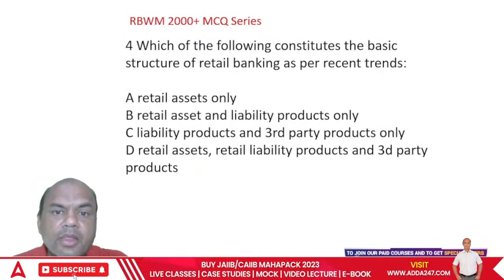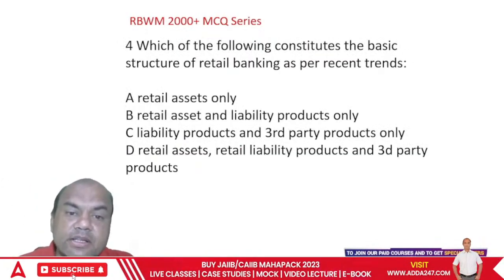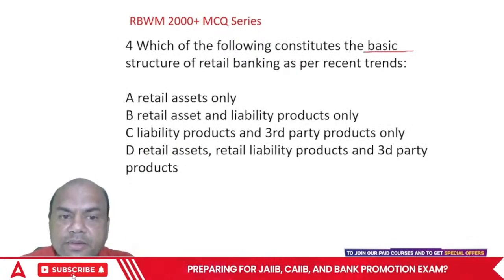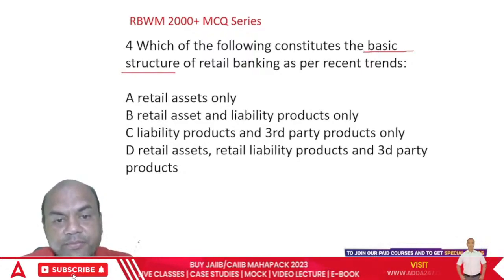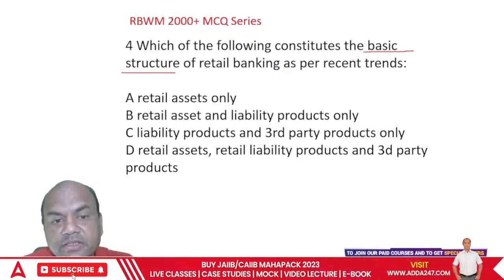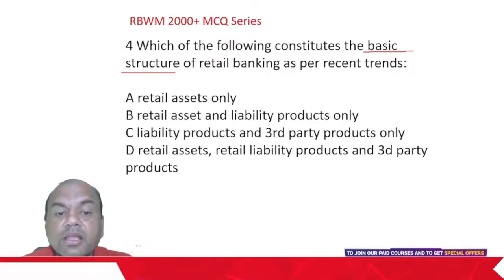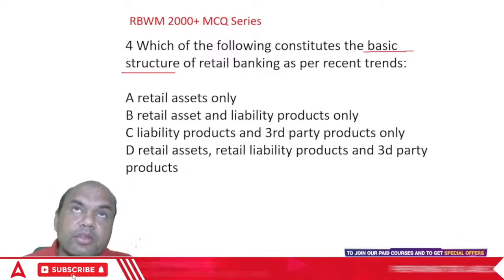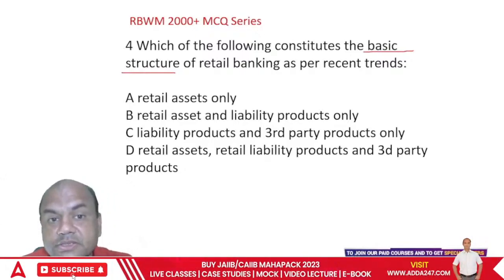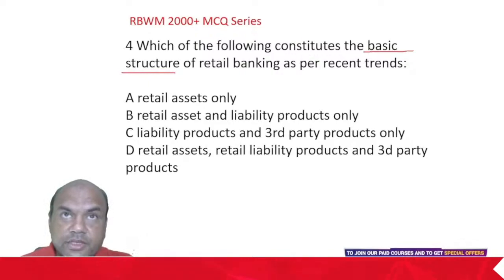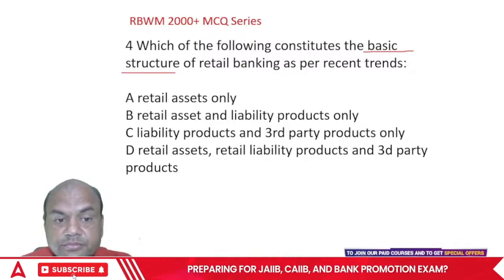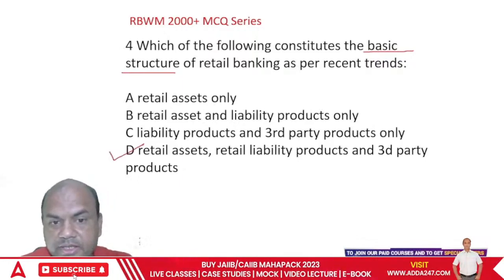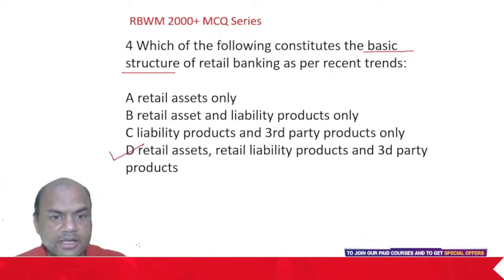Okay. Which of the following constitutes the basic structure of retail banking as per the recent trends? Basic structure means what do you sell basically? Retail assets only. Retail assets and liabilities. Liabilities and third party. Retail asset, retail liability, third party. All of them. So which of them forms the basic structure? Everyone, fast. Yeah. It is retail asset.